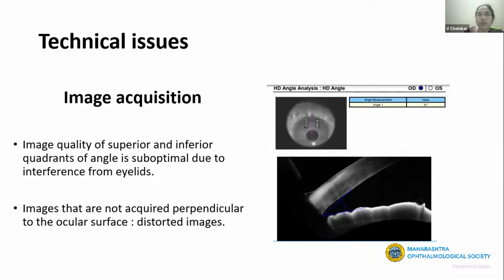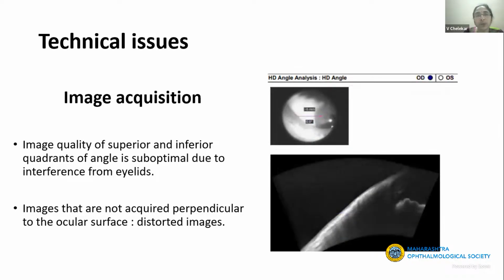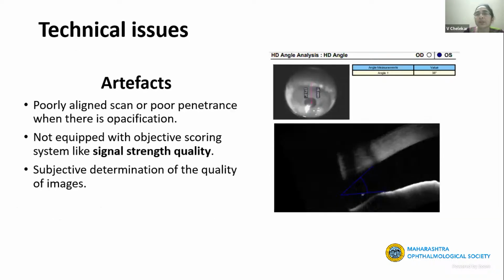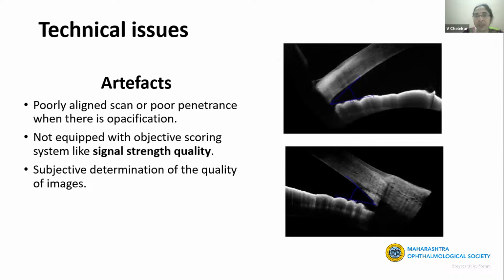Image acquisition can also have some difficulties. Image quality from the superior and inferior quadrants of the angle is suboptimal due to interference from the eyelids. Images that are not acquired perpendicular to the ocular surface may be distorted. You can see some of the examples on the right side. So there can be certain artifacts, a poorly aligned scan, or poor penetration when there is some opacification.